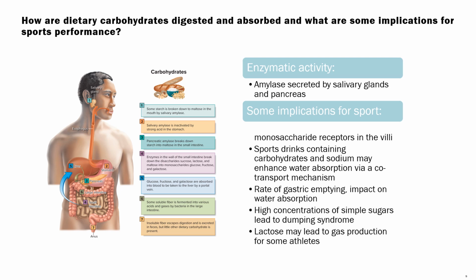And then the gastric emptying and water absorption. Impact on performance is the rate of gastric emptying affects how quickly fluids and nutrients, including carbohydrates, enter the bloodstream. Optimizing this process can help maintain energy levels during exercise. And of course, the hydration balance. Sports drinks with appropriate carbohydrate concentrations and electrolytes can promote faster gastric emptying and fluid absorption, supporting hydration strategies in athletes. So with high concentrations of simple sugars, there's a dumping syndrome.